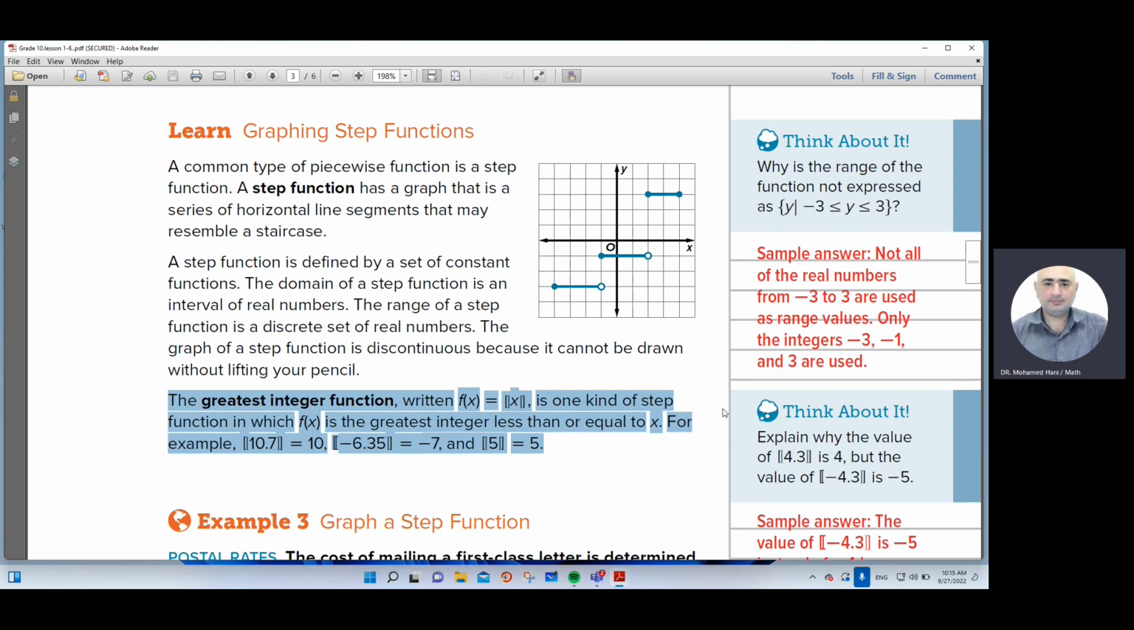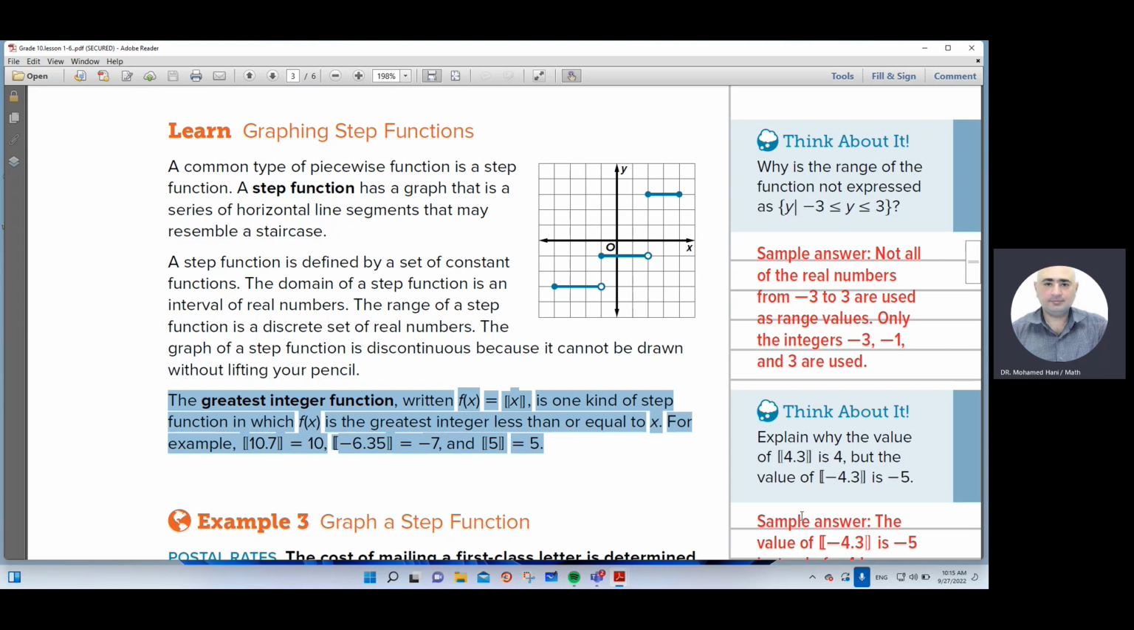Here we have a question. Who can answer me? Explain why the value of the greatest integer function of 4.3 is 4, but the value of the greatest integer function of negative 4.3 will be negative 5. Who can answer me here? Why here we choose 4 and why here we choose negative 5?